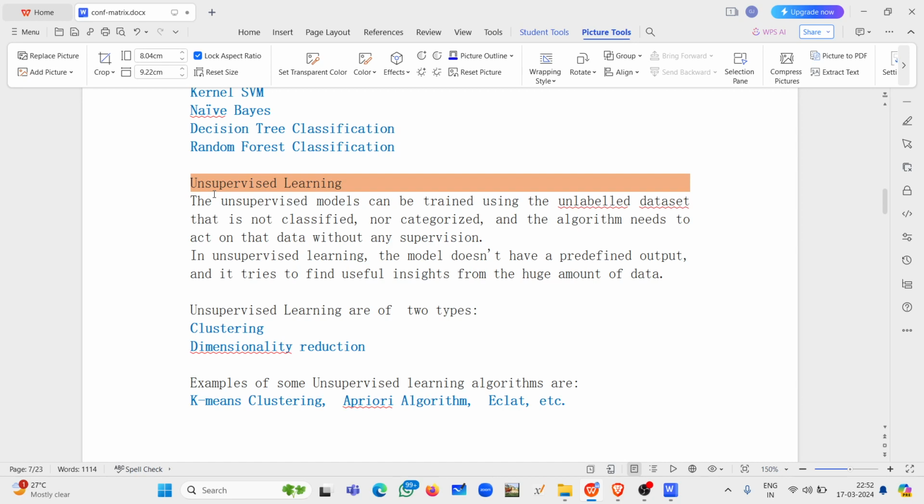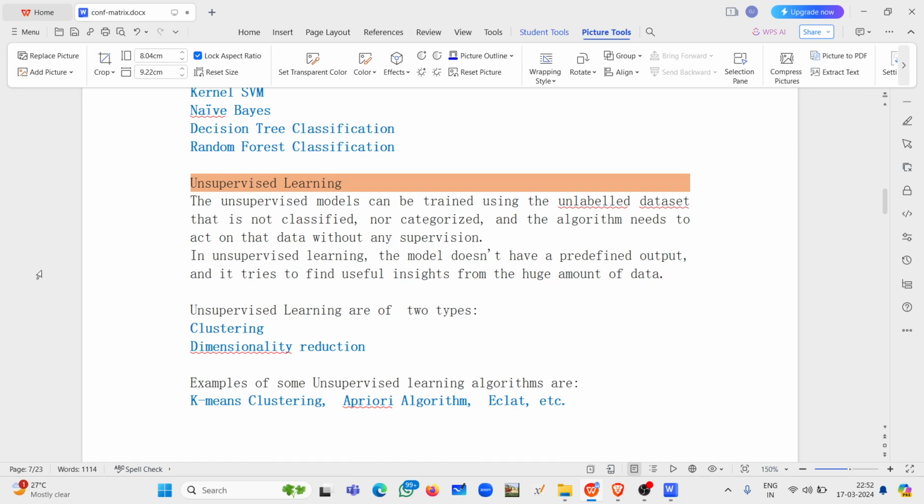That is not classified or categorized also. And the algorithm needs to act on that data without any supervision. In unsupervised learning, the model doesn't have a predefined output and it tries to find useful insight from the huge amount of data. So unsupervised learning is of two types. One is clustering, and the second one is dimensionality reduction.